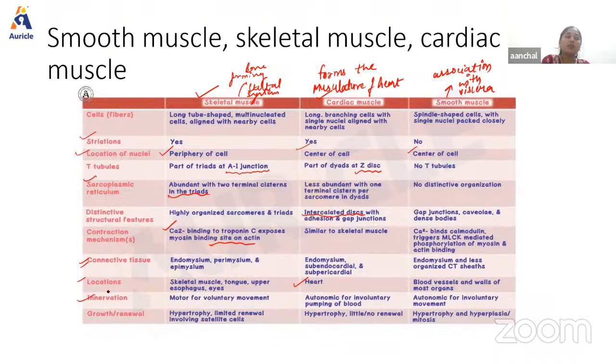Now, talking about the very important thing, the innervation. The skeletal muscles are always voluntary in action, whereas the cardiac muscles are autonomic. That's why they are involuntary, and the smooth muscles are also autonomic and involuntary, right? Now, talking about the growth and renewal, skeletal muscle has very limited renewal property, whereas the cardiac muscle has little, and the smooth muscles have no such properties present, right? So this is all about the differences between smooth muscles, skeletal muscles, and cardiac muscles.